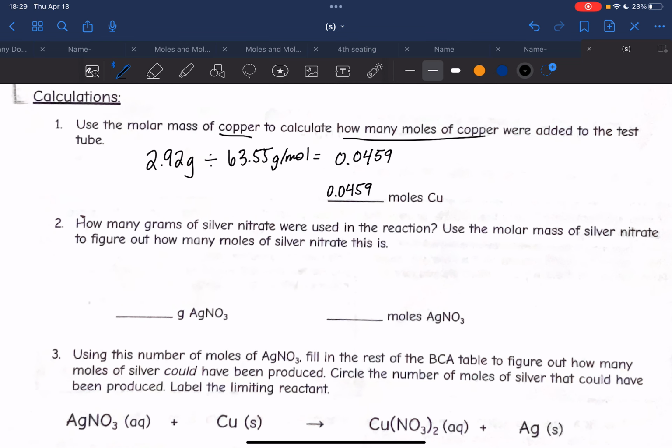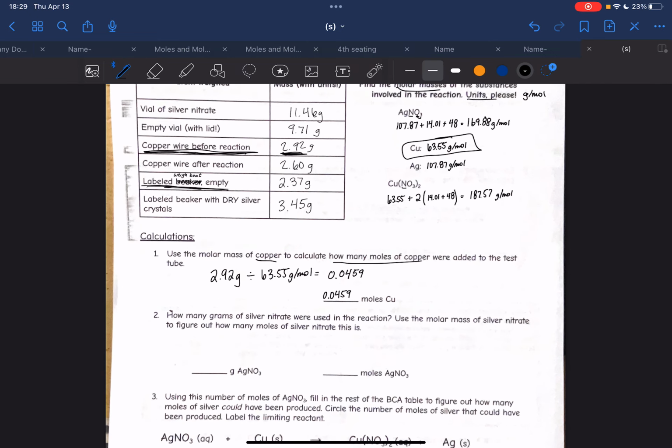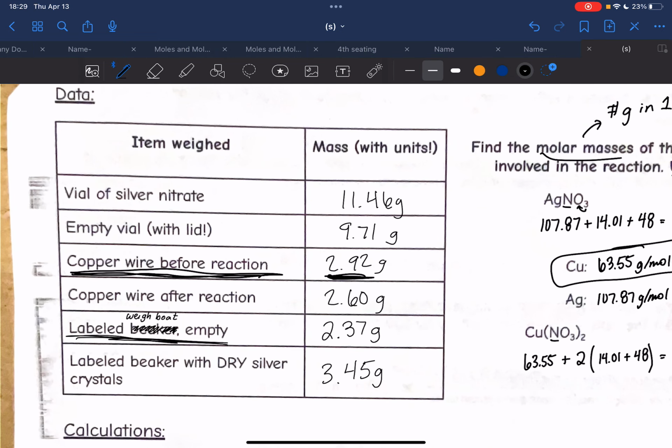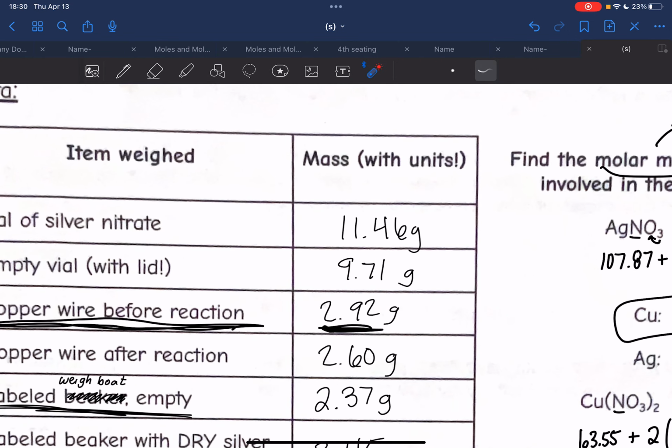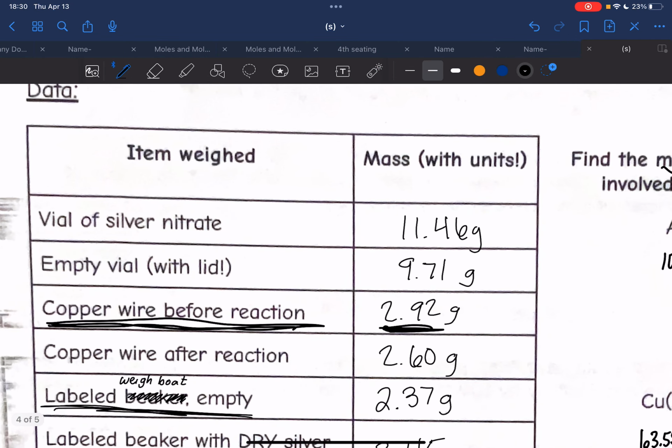Next, how many grams of silver nitrate were used in the reaction? So I'm going to look at my data table, and I don't have anywhere the mass of just the silver nitrate. At least I don't have it in my data table, but I do have the mass of the vial of silver nitrate, which was 11.46 grams, and the mass of the empty vial, which is 9.71 grams. I can subtract those 2 numbers, and that'll give me the mass of my silver nitrate. So let me just do that real quick.